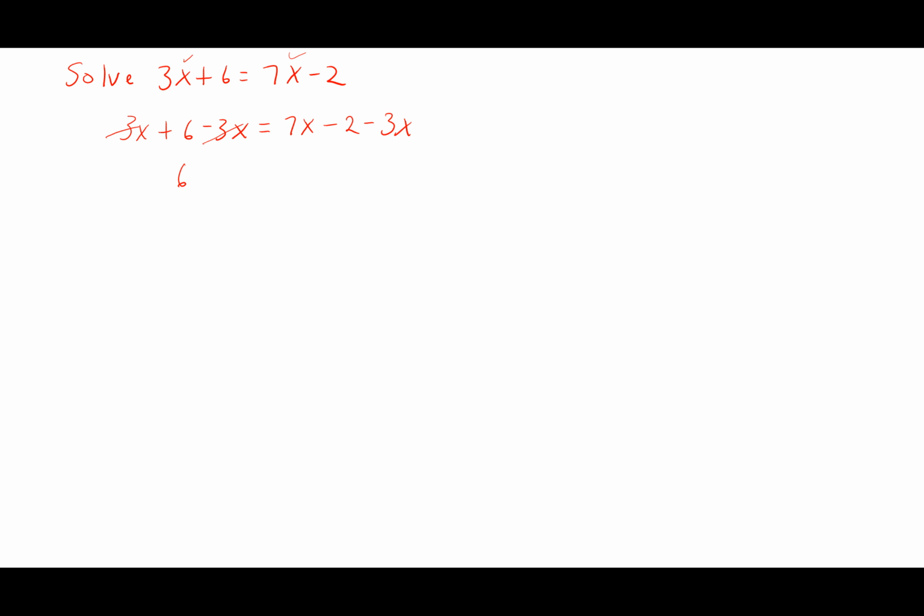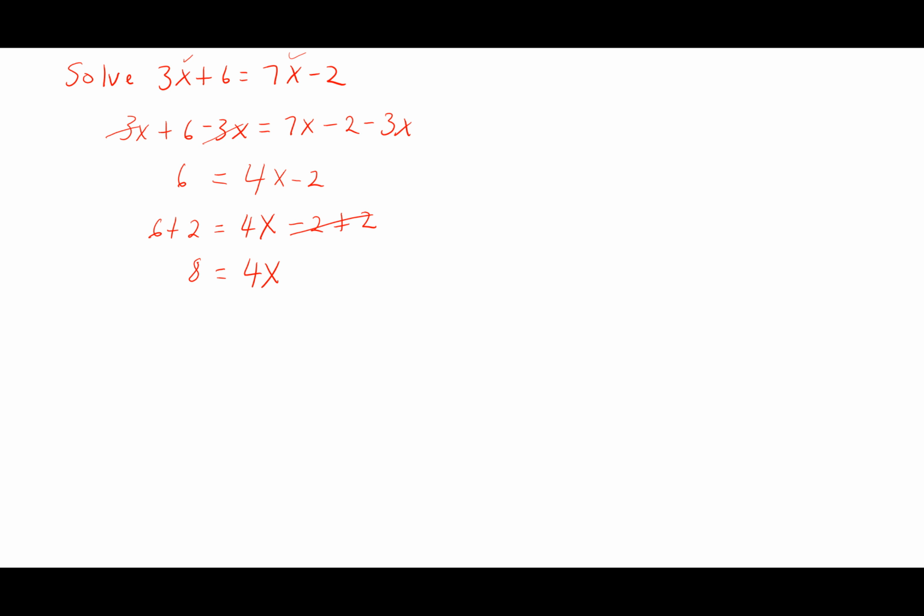So you have 6 equals 7x minus 3x, which is going to be 4x. So let's fix that. So it's going to be 4x minus 2. Okay? Alright, so we still have this minus 2 on the wrong side of the equation, so we need to add 2 to both sides. So it's going to be 6 plus 2 equals 4x minus 2 plus 2. So that gets rid of that. Now we have 8 equals 4x.